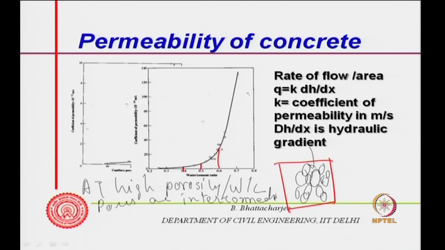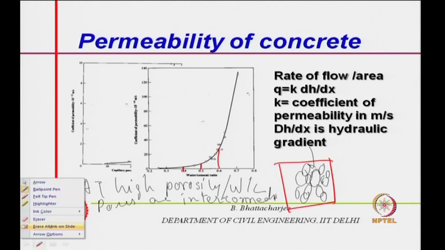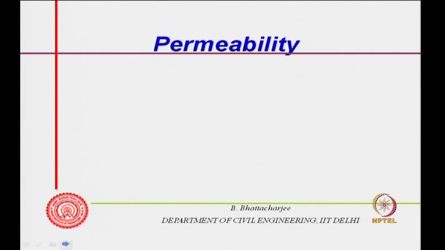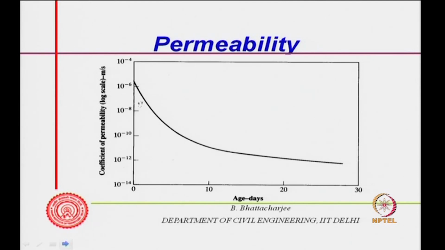So, there is a percolation threshold, something like 0.5, after which all pores tend to be connected, and there is a tendency for permeability to increase. So, you can see the porosity and interconnectivity of those pores. This is an important issue as regards permeability. It reduces with age. As your age in days increases, the coefficient of permeability reduces. Here it is plotted on a log scale, from 10 to the power minus 6, and it goes to 10 to the power minus 12 meter per second.